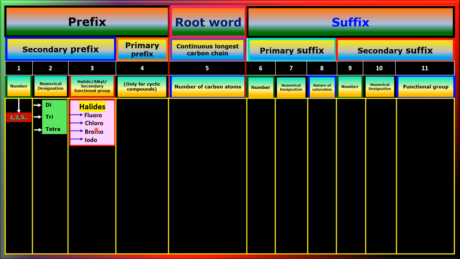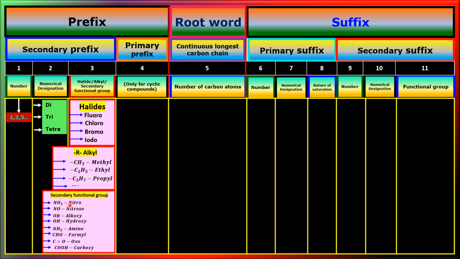Next, here halides means if F is used as the substituent, it is fluoro, chloro, bromo, iodo, like this. And if alkyl groups are used as the substituents, so CH3 methyl, C2H5 ethyl, C3H7 propyl. So when one hydrogen atom is removed from alkanes, we get alkyl groups, and alkyl groups are represented by R. Okay, like this. Next, secondary functional group: NO2 nitro, NO nitroso, OR alkoxy, OH hydroxy, NH2 amino, CHO formyl, C double bond O oxo, COOH carboxy.